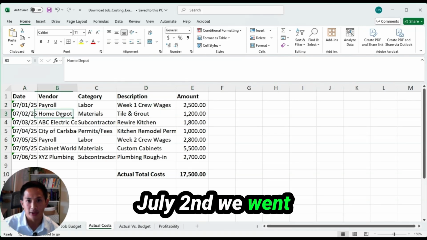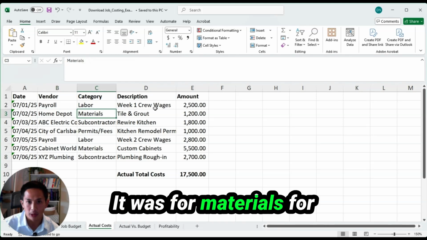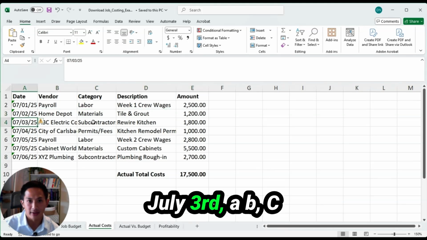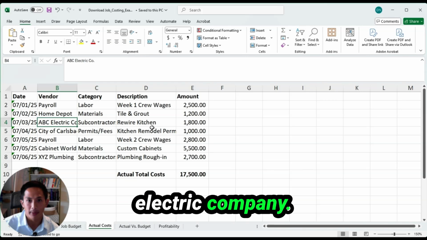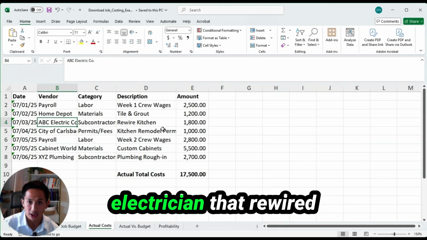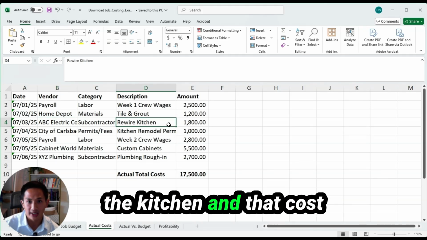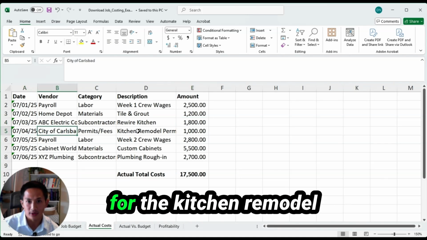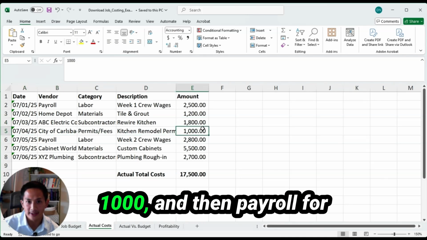July 2nd, we went to Home Depot. It was for materials, tile and grout, $1,200. July 3rd, ABC Electric Company. It was a subcontractor, an electrician. They rewired the kitchen and that cost us $1,800. July 4th, City of Carlsbad, permits and fees for the kitchen remodel, $1,000.